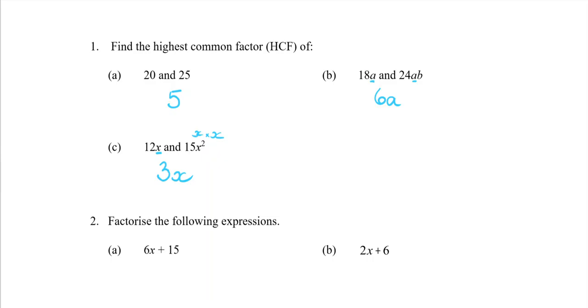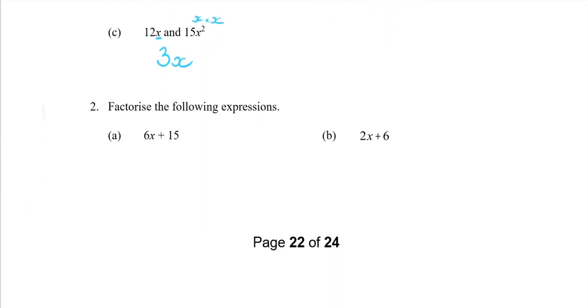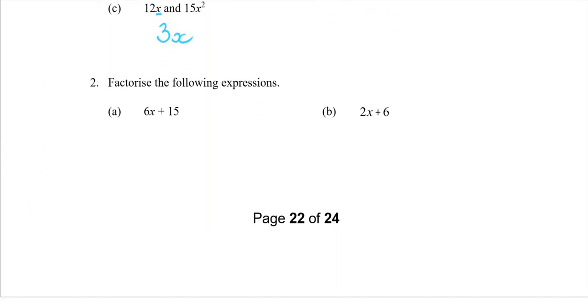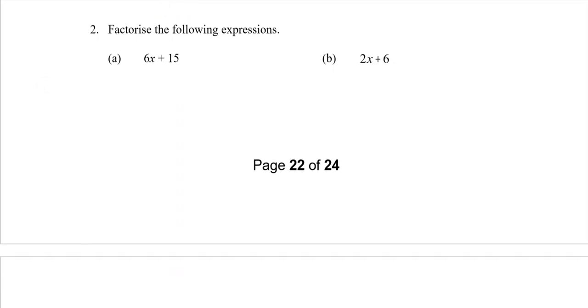Okay, so once we can find factors, now we want to do the full question where we are factorising, which means putting into brackets. So the two terms are the two parts that are added together here, the 6x and the 15. And we want to find the highest common factor. Now 6 and 15, the highest common factor would be 3. So we bring the 3, that's the first thing we write down, and then we open brackets and we want to put the leftover parts inside those brackets.